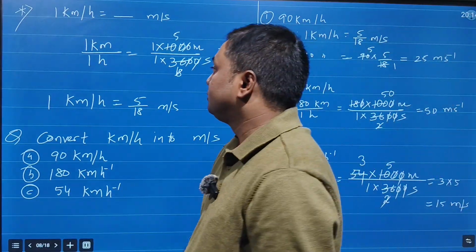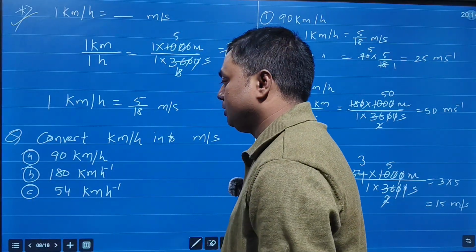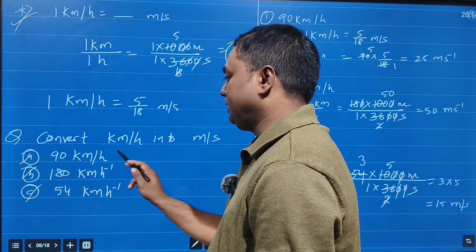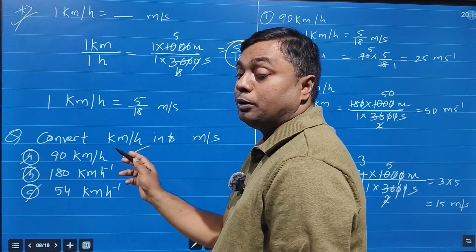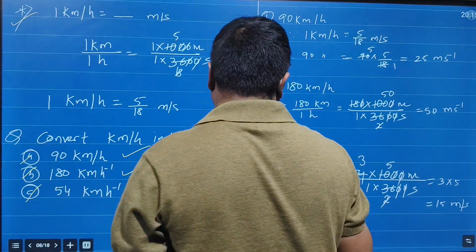So this I explained. 1 kilometer per hour is equal to 5 by 18 meter per second. These kinds of problems you should practice. 19 kilometer per hour: you have to multiply 19 into 5 by 18. Similarly 180, 54 we can solve.